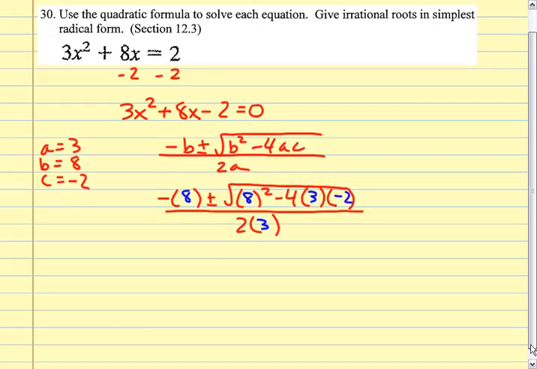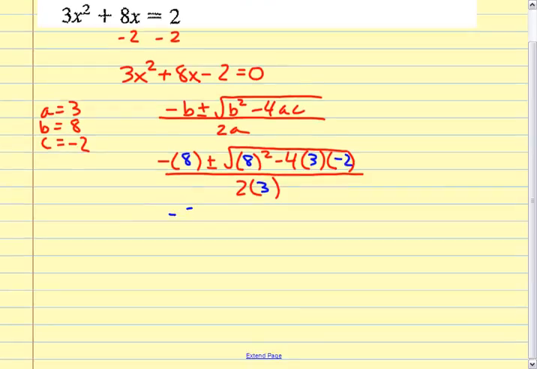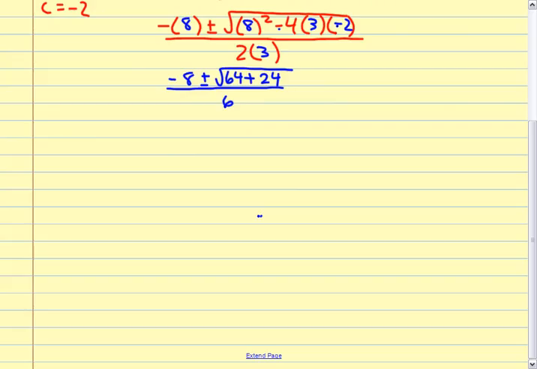All right, let's simplify, see what we get. It's going to be negative 8 plus or minus the square root of 64. It's going to be plus because I've got that negative and that negative. Let's see, plus 24. Okay, how about that? All over 6. Okay, let me extend the page here a bit, give us some more room. Negative 8 plus or minus the square root of, we're talking about 88, 88 all over 6. Okay, now that would be it.